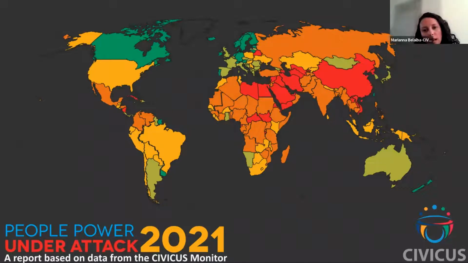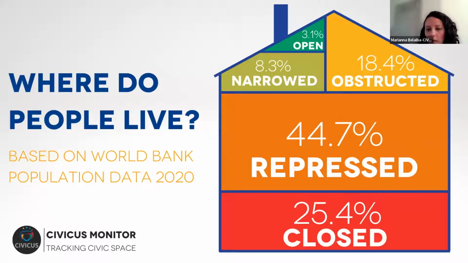And from there, you have narrow, obstructed, repressed, and closed, which indicates the lack of respect and protection for this civil freedom in each of these components. Apart from that, we are also able to analyze all of this qualitative information. To give you an example, from November to November of the following year, we might have around 500 reports sent by our research partners covering the main five regions. All of those 500 plus reports, we disaggregate the data to be able to say what are the main violations.